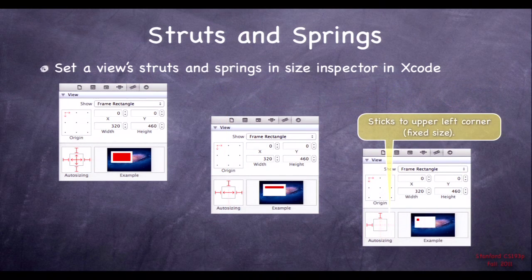Then here's another one. In this one, my view will not resize, it'll stay the exact same size no matter how big or small my super view gets, but I'll always stay in the upper left-hand corner at the same distance from the left and the top, because I have the struts on the left and top, but I don't have any springs in the middle. Everyone cool with this? So by setting your springs and struts, you can say what happens when the super view changes size. And it's surprisingly easy to get a lot of stuff to work nicely.